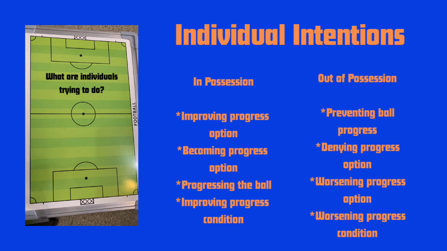The next one is worsening a progress option. That would be players that aren't necessarily marking players but have come nearer to the ball to compact the space and are making it trickier to play. And then worsening the progress condition is the players that are further away from the ball, coming in to compact the team shape to try and make everything tight and difficult to play in for the team with the ball. So that gives us our individual intentions.